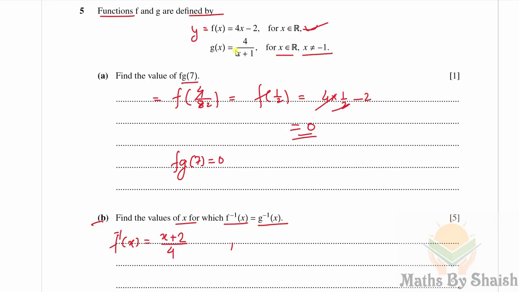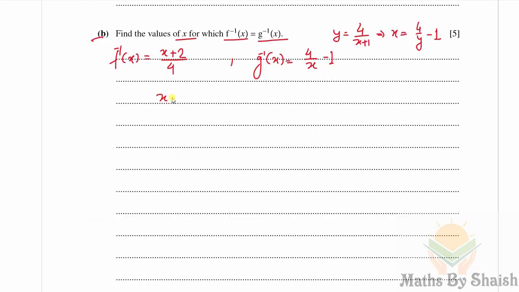And for g inverse, I'll write y is equal to 4 upon (x plus 1). Then we'll make x the subject and we'll get x is equal to 4 upon y minus 1. So g inverse of x becomes 4 upon x minus 1. So let's solve this equation now.